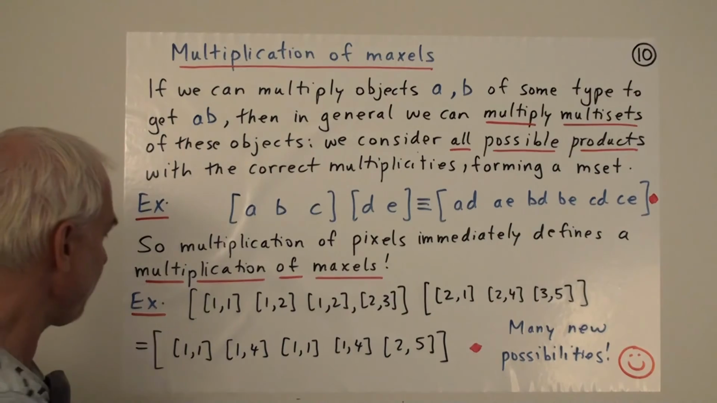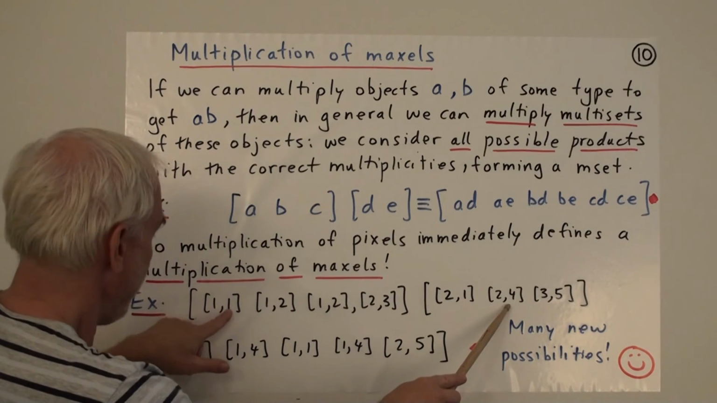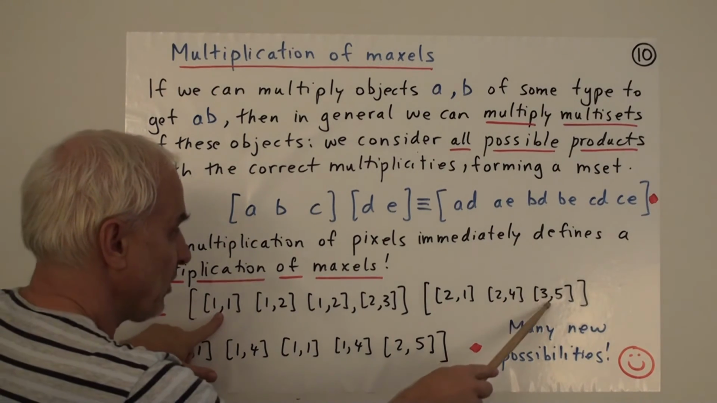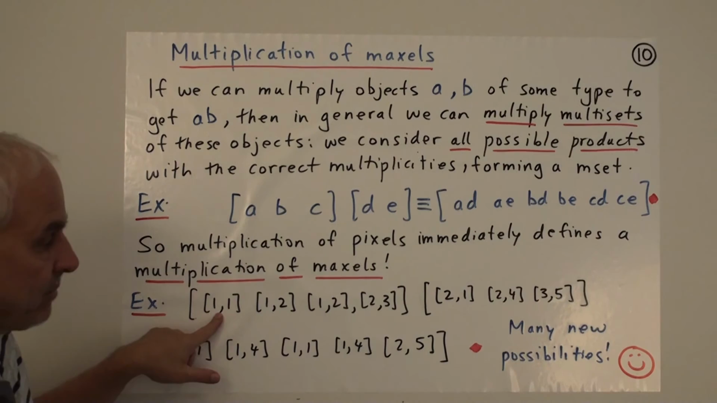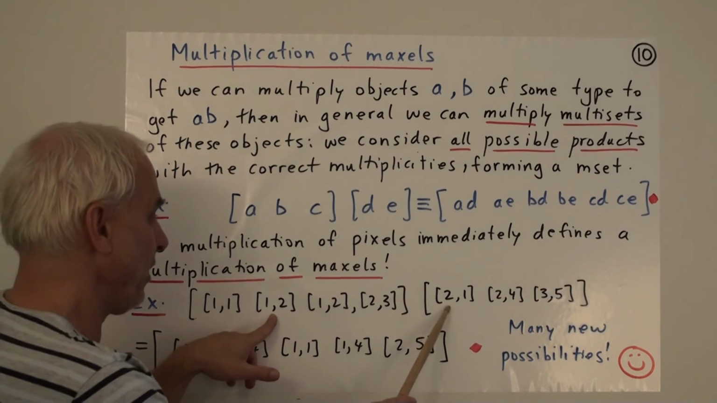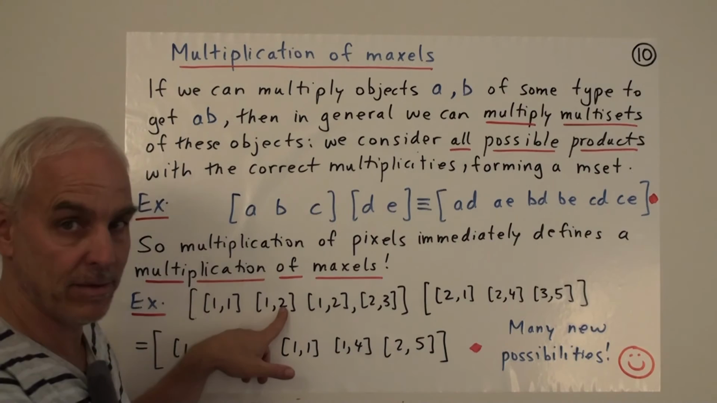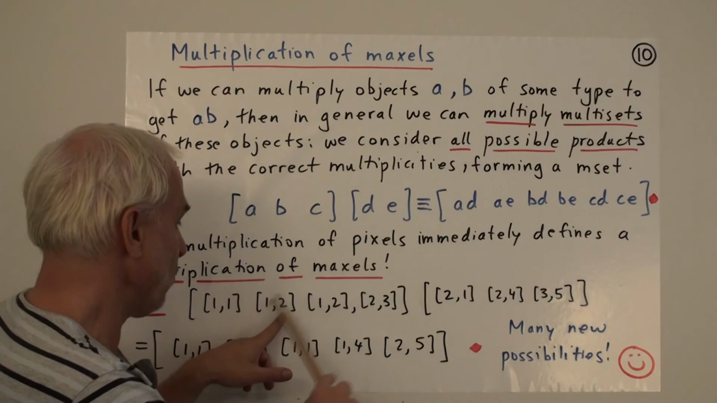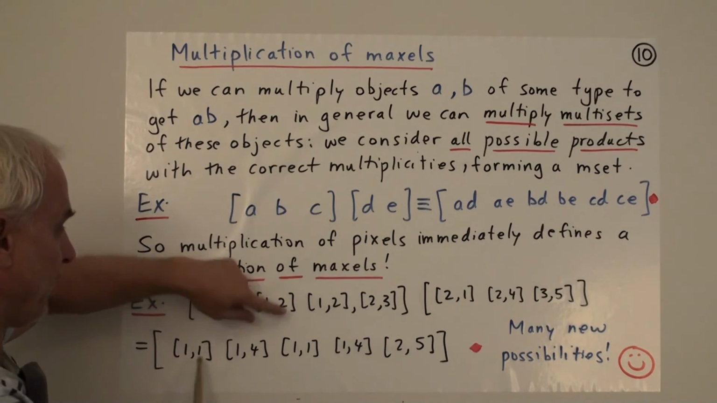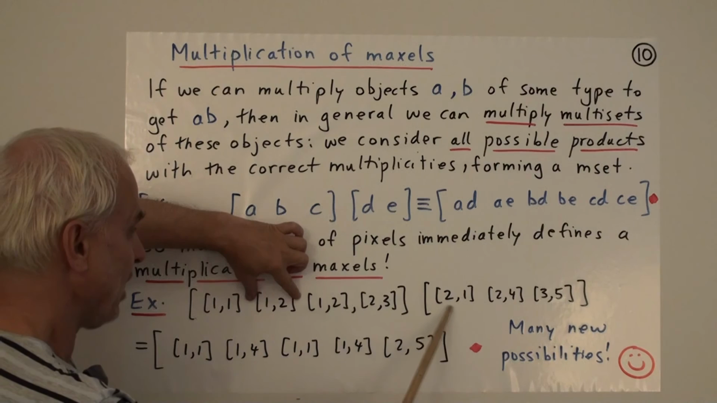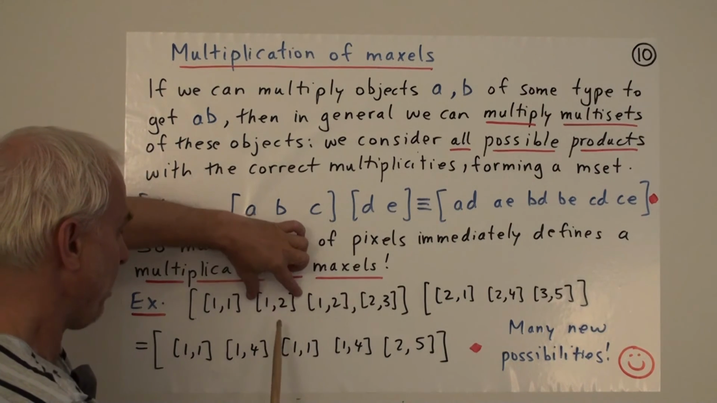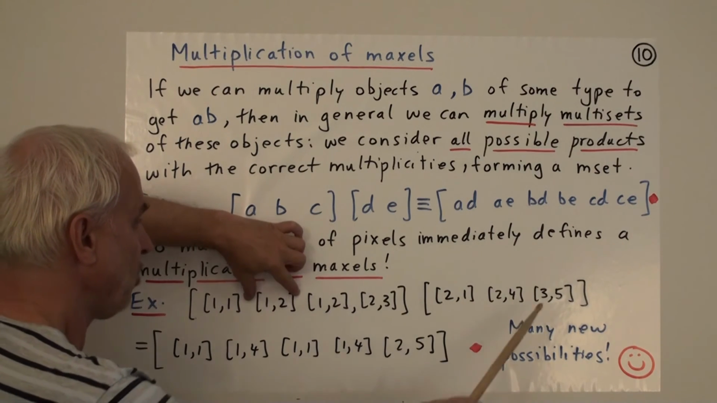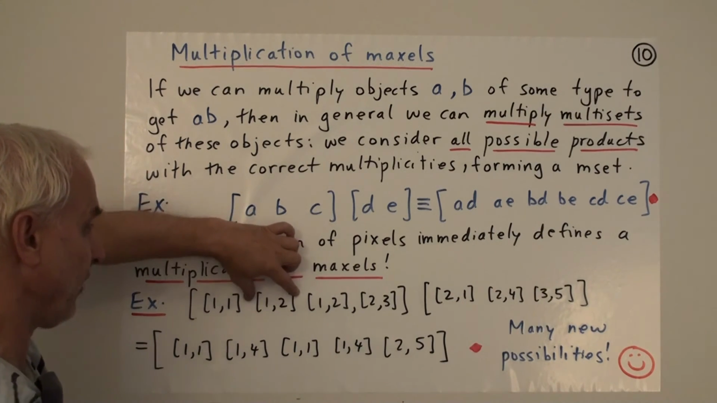Okay, so next one. 1,1 times 2,4. Again, the 1 and the 2 do not agree. We're getting nothing. This 1,1 times 3,5, again, we get nothing. How about 1,2 times 2,1? Well, now this 2 and this 2 do agree. And we're going to get, therefore, the outer ones, which is 1,1. So there we get a 1,1 there. So that's the result of this pixel times this pixel. Okay, what about this 1,2 times 2,4? We're going to get 1,4 as a result there. And 1,2 times 3,5, that gives us just emptiness.